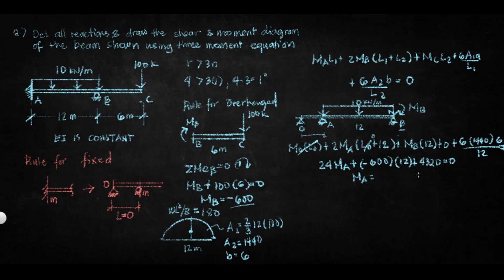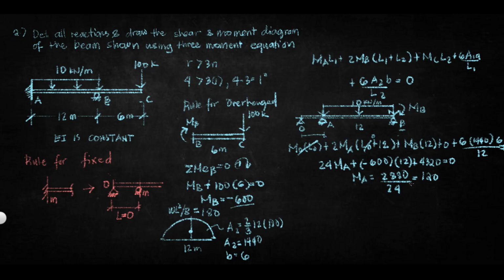Nasagot dito is 2880 over 24. So, ang ating MA is 120. Okay, so positive yung ang ating MA, 120. And then, we're going to determine or to draw the shear diagram. Okay, of course, we can do that if we're going to determine first the reaction. So, take note lang, we have a 120 MA. Okay?